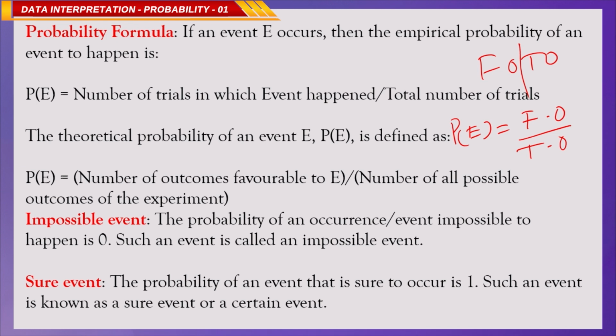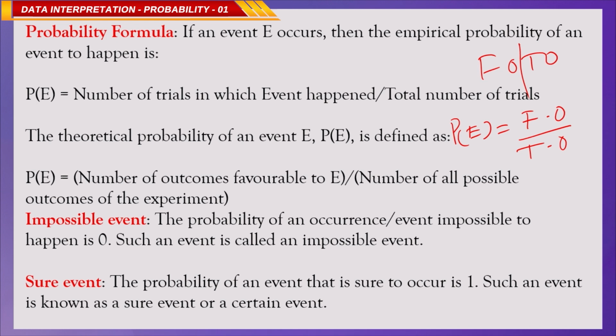There are two kinds of events basically. One is called an impossible event, and the second one is a sure event. So, what is an impossible event? If the probability of that event is 0, then it is an impossible event. If the probability of an event is 1, then it is said to be a sure event.